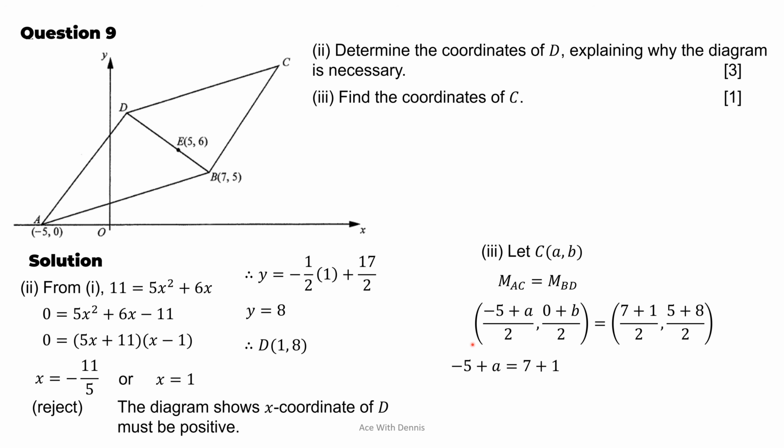Then we compare separately the x coordinate and the y coordinate. So the x coordinate is negative 5 plus a equals 7 plus 1. We solve this equation, we get a equals 13. Similarly, we compare the y coordinate, then we get b equals 5 plus 8. Therefore, the b value will be 13. So now we know that the coordinates of C will be 13, 13.